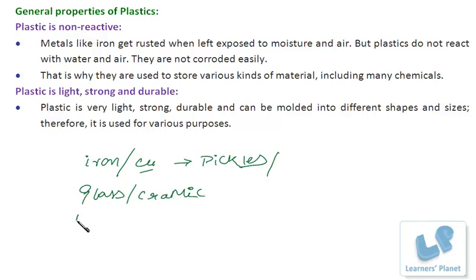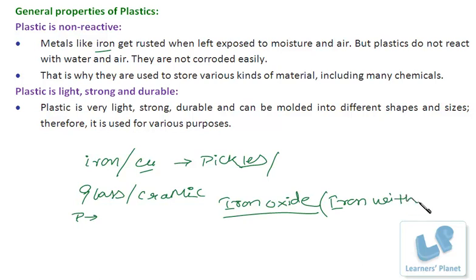Plastics, when exposed to air or moisture, don't react. They remain intact. Say for example iron. Iron, when exposed to the atmosphere, gets rusted. What is rust? Rust is a brown colored powder that deposits on the surface of iron. That is iron oxide, which is formed after the reaction of iron with water and oxygen.